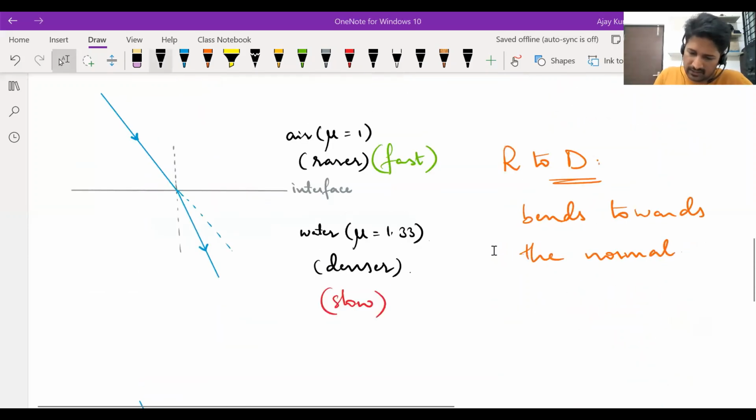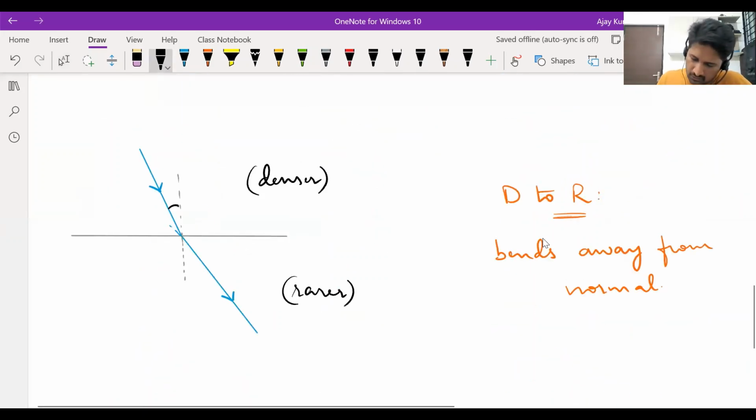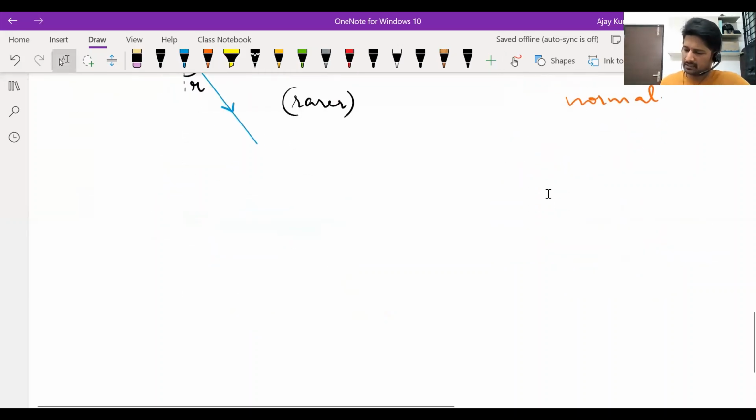Now, the relation between the angle of incidence and the angle of refraction. What is angle of refraction? The angle between the refracted ray and the normal. Okay, the relation between these two is given by Snell's law. There is a proof for Snell's law that we'll discuss in the next chapter.